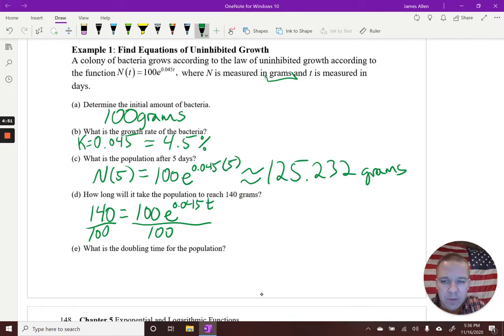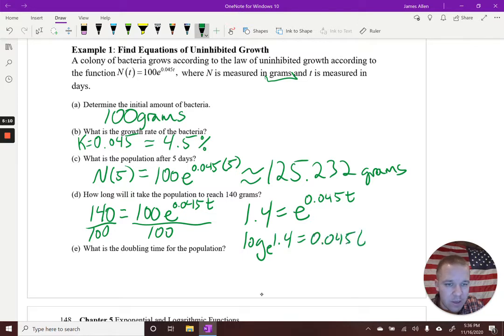If I divide here, I'm going to have 1.4 is equal to e raised to the 0.045t. Now I can rearrange it. It'd be log base e of 1.4 is equal to 0.045t. Now in my calculator, I can just use the natural log, right? So I can type in natural log of 1.4, and I'm going to divide all that by 0.045.